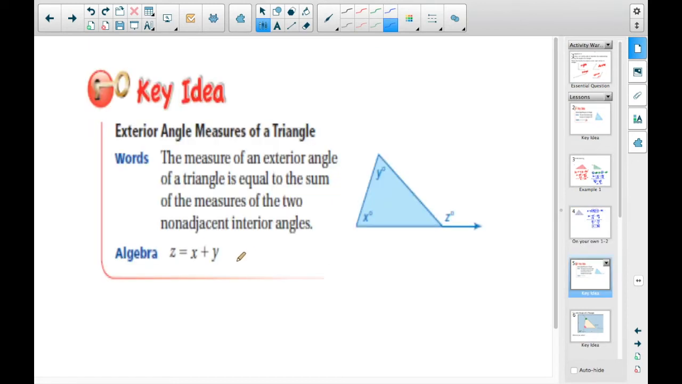Now we're going to look at another key idea called exterior angle measures of a triangle. The measure of the exterior angle, which is this one right here, exterior angle Z in this case, of a triangle is equal to the sum of the measures of the two non-adjacent interior angles. So the sum of these two angles is equal to this exterior angle. Non-adjacent means it's not right next to Z, which is the outer angle, the exterior angle.